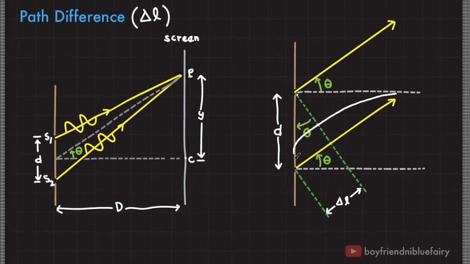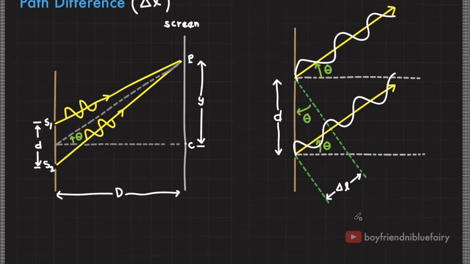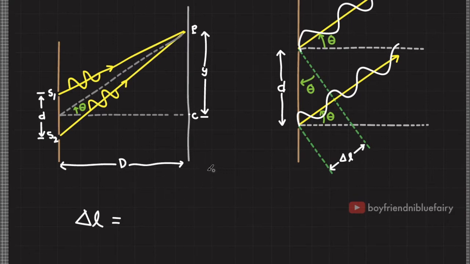And notice that if we focus on this wave 2 alone, this is the wave represented by this light ray, and this is the wave represented by light ray 1. Let's call this light ray 1 and this one light ray 2. Notice that light ray 2 already advances by a particular fraction of a wavelength with respect to wave 1. This difference is called the path difference, and we represent it with delta L. Now, based on this figure, delta L is equal to d sine theta. So this is just pure trigonometry.